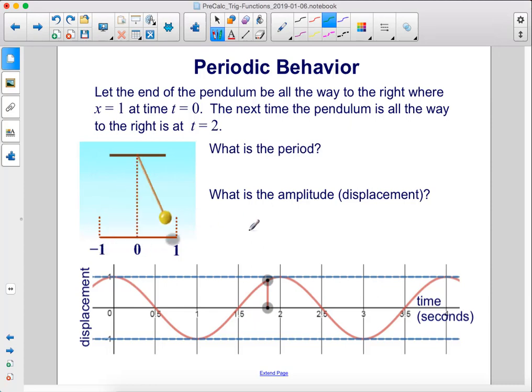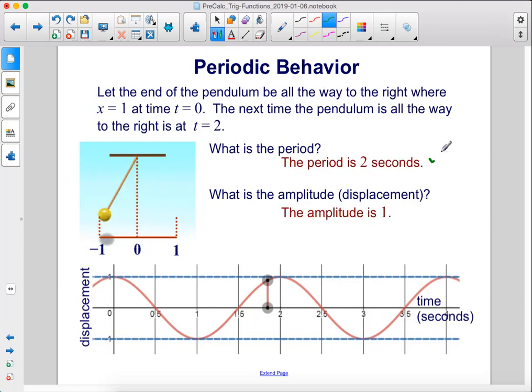What is the period? Well, that would be 2 seconds, because that's how long it takes for the pattern to start repeating itself again. So if we start right here at this point, we get back to that same point 2 seconds later. The amplitude is from the midline up to a maximum, and we can see that the amplitude is 1. We could also measure it from the midline down to the bottom minimum point here, and that still has an amplitude of 1. The period is 2 seconds, and the amplitude is 1.